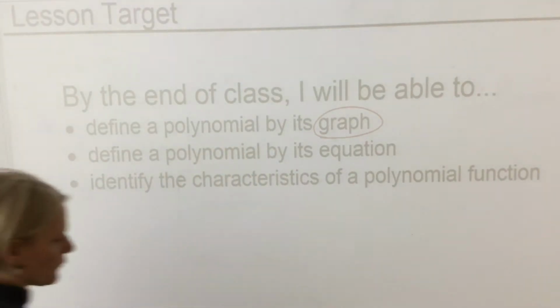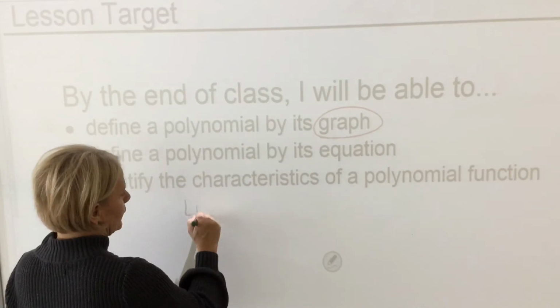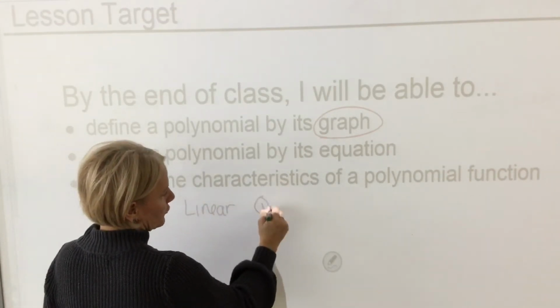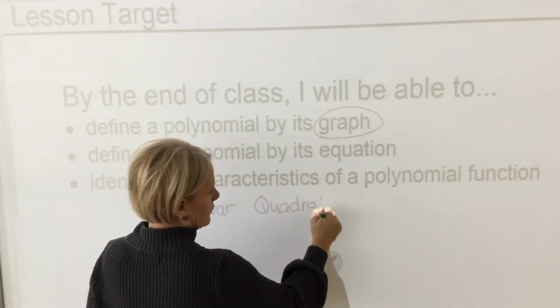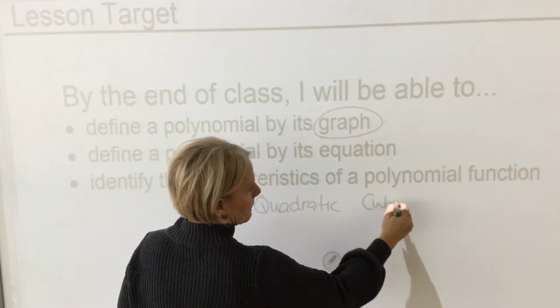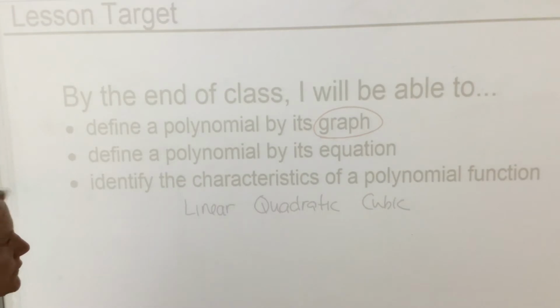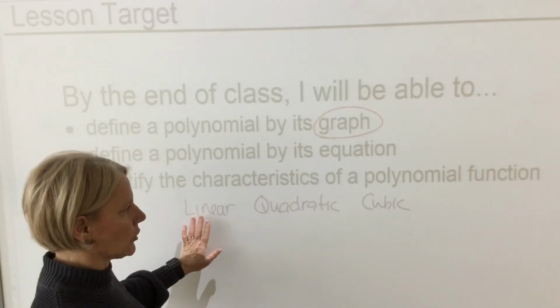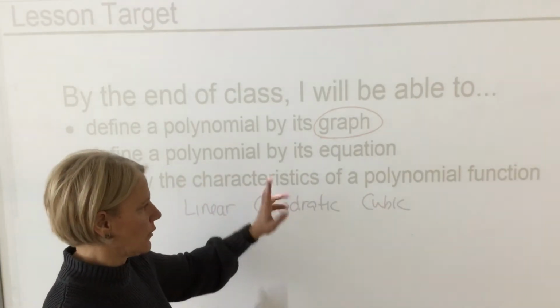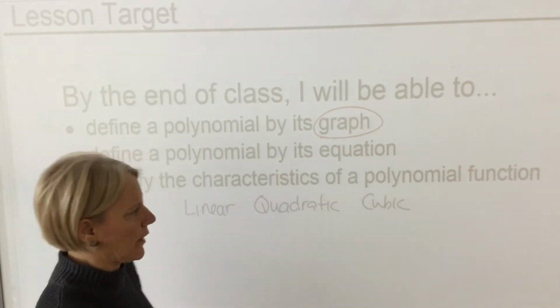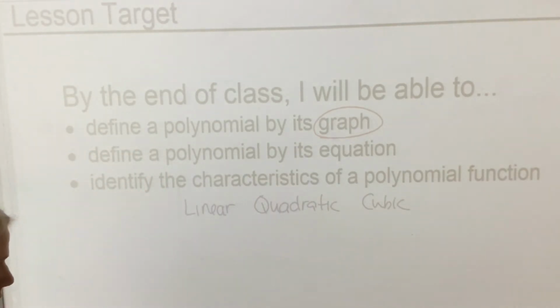The three different types of polynomials, again, are linear, quadratic, and cubic. And next lesson, we'll put some things together and say, what does a linear equation look like with its graph? What does the quadratic equation look like with its graph? And we'll start to pair them together with their characteristics.